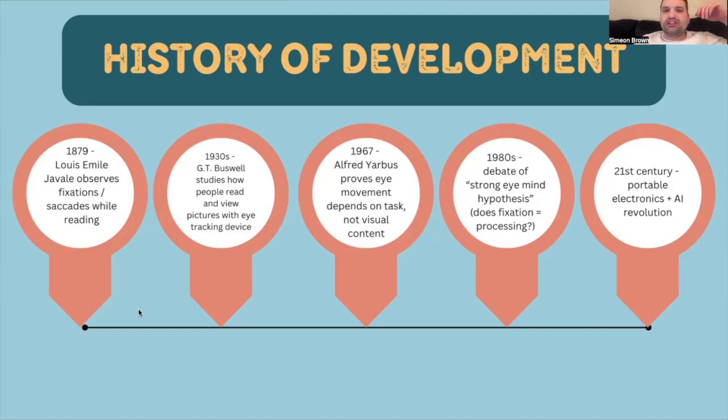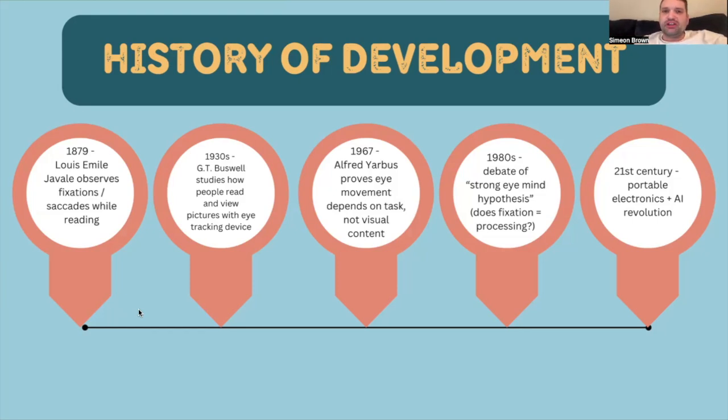By the beginning of the 20th century, people were trying to develop machines that could very precisely measure eye movement. And by the 1930s, a researcher named Mr. Buswell, from my home city of Chicago, by the way, developed a machine to track eye movements, and he released several influential studies about how people read and how people look at pictures.